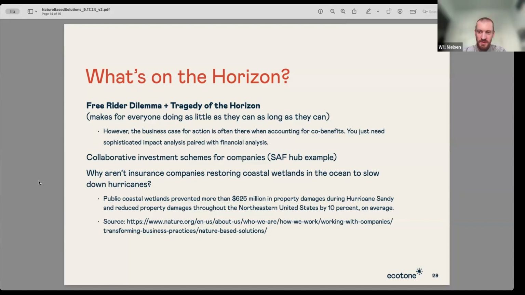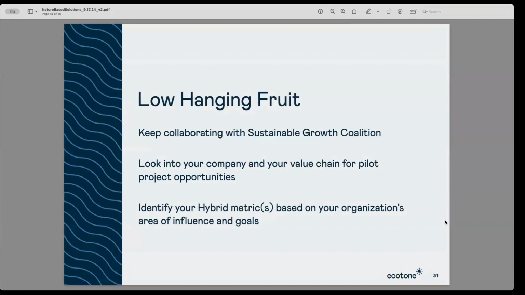Well, those are some of the big ones, definitely. So it's a combination of challenges and opportunities that we're highlighting here. Yeah, and so the low hanging fruit that we see here is to keep collaborating with groups like the Sustainable Growth Coalition and come to these meetings and talk, because that's how we're all going to figure out solutions and move forward.